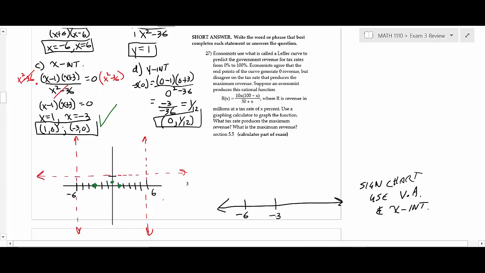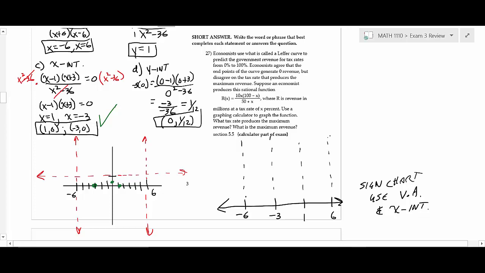Okay, we have another x-intercept at 1. And then we have a vertical asymptote at 6. So that's what you have to do: pay attention to your vertical asymptotes and your x-intercepts. And then you've got to do test points on this.